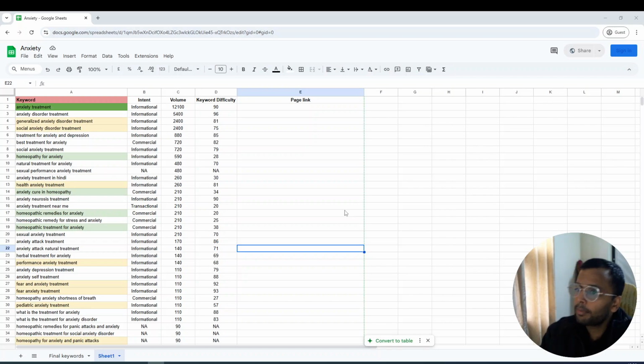Today we are taking an example of a disease related to anxiety, and this research is focused on a homeopathy practitioner or doctor running a clinic. They would like their website or page to rank whenever a patient or user is looking for anxiety treatment in homeopathy or near them. We can also target patients looking for anxiety treatment in general, where homeopathy is a priority.